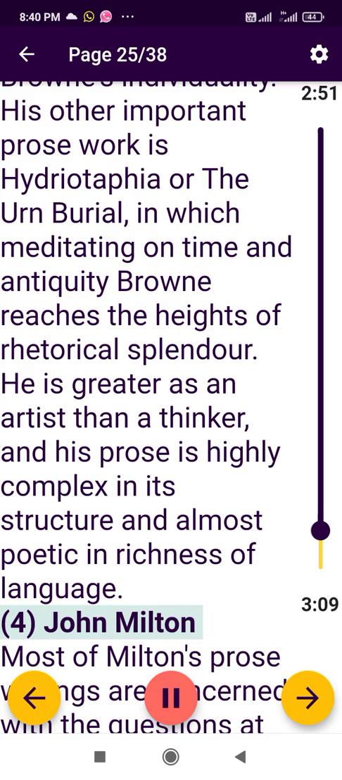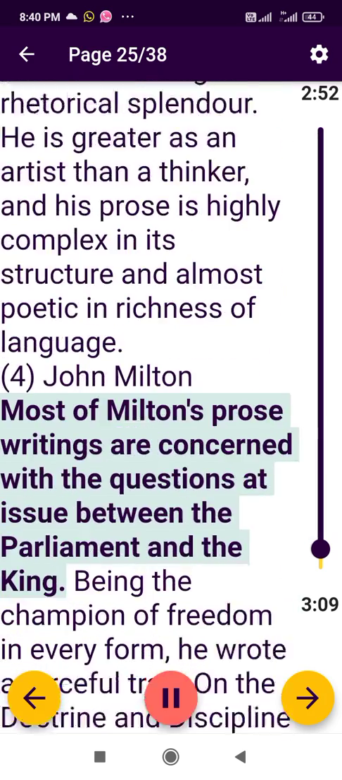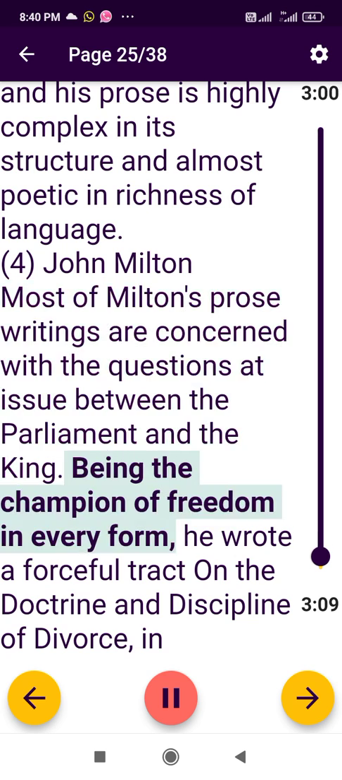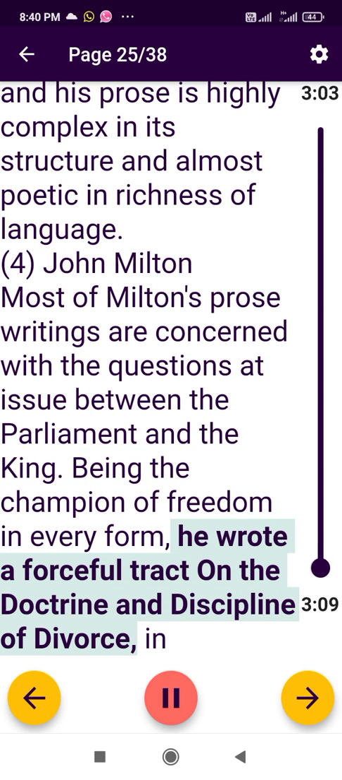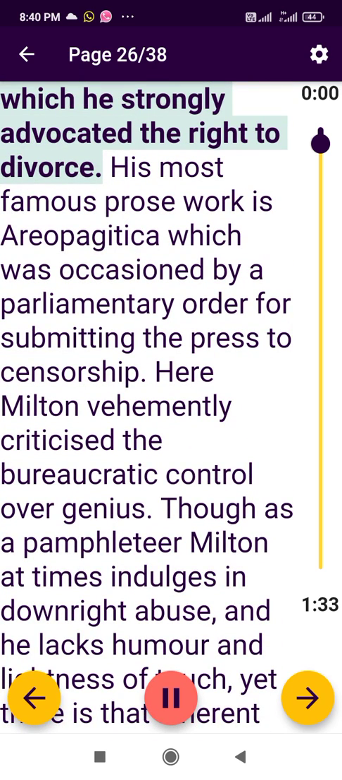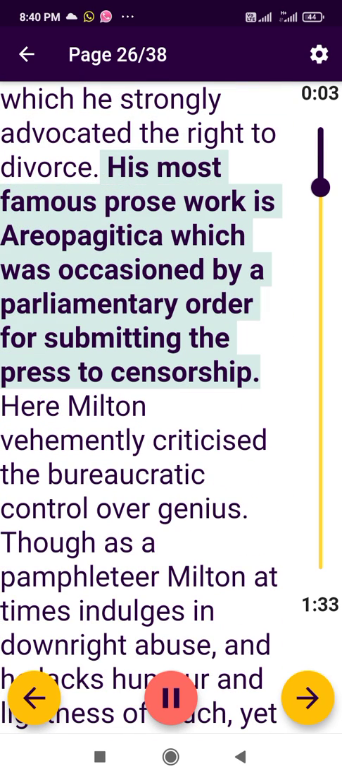4. John Milton. Most of Milton's prose writings are concerned with the questions at issue between the Parliament and the King. Being the champion of freedom in every form, he wrote a forceful tract on the doctrine and discipline of divorce, in which he strongly advocated the right to divorce. His most famous prose work is Areopagitica, which was occasioned by a parliamentary order for submitting the press to censorship.